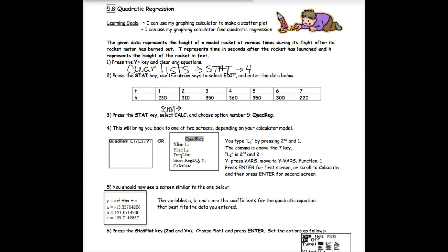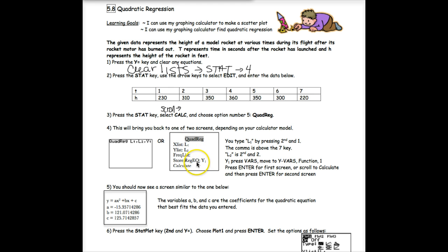Again, I talked about this yesterday because yesterday's lesson I just had the one screen. Here are the 2 different choices of what it's going to look like. So depending on your calculator model, you're going to have quadratic regression just in a blank screen, or you're going to have something that looks like this.